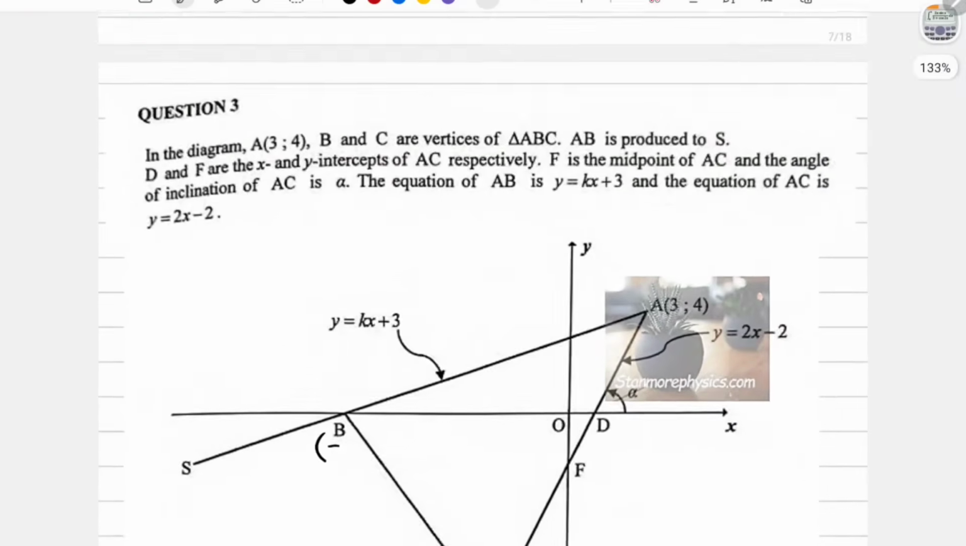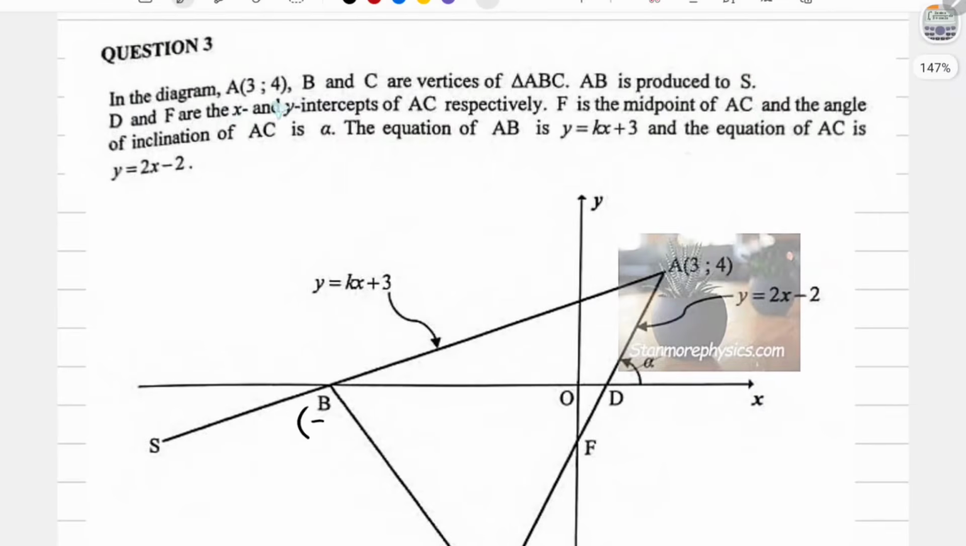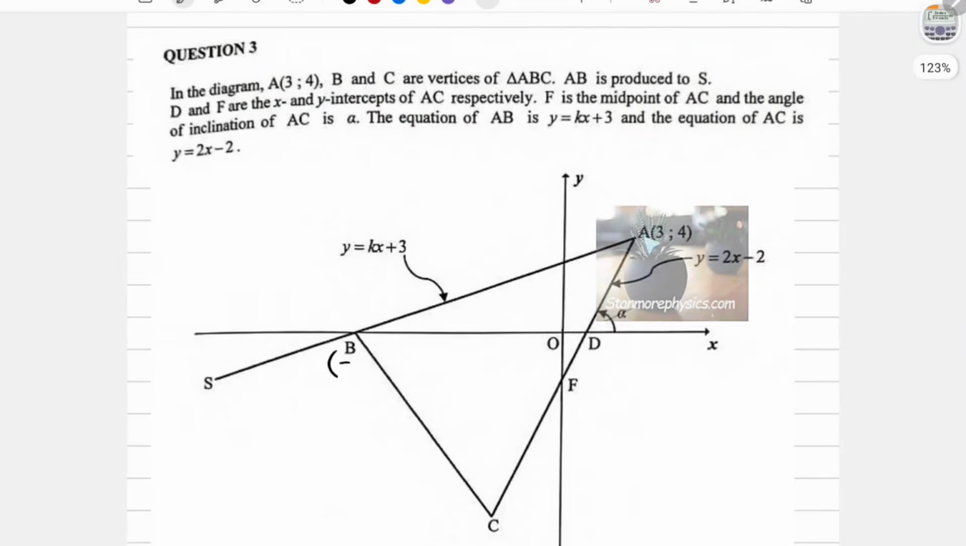Okay, so we're on question 3, and question 3 says, in the diagram, A, which is (3; 4), B and C are vertices of triangle ABC. Then they tell us that AB is produced to S, D and F are the x and y intercepts of AC respectively. And F is the midpoint of AC. So that is something important, and we can put that out. It means that CF is equal to FA, because this is the midpoint.